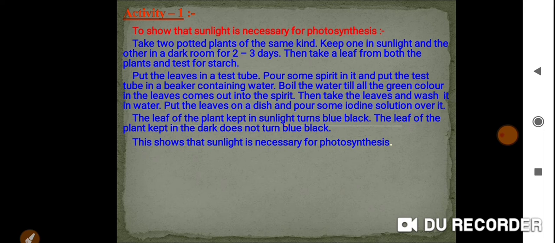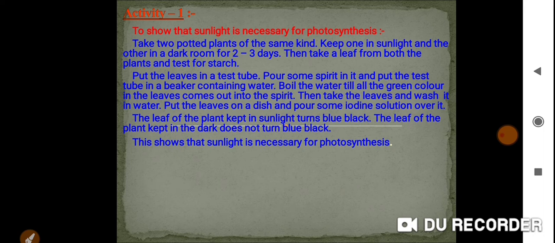Before, I explained to you what you did in the 6th standard. You took a test tube, you crushed bread or rice by adding water, then you added 2 to 3 drops of iodine solution, and it converted to a blue black, a little bit of purple color. Okay, so the leaf kept under sunlight will turn blue black after adding iodine solution. But the leaf kept under dark conditions will not turn blue black.